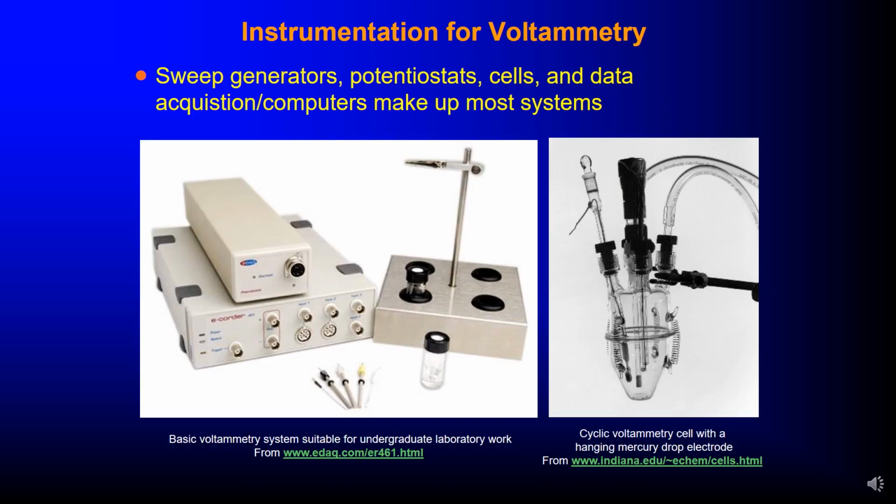So instrumentation for voltammetry: the sweep generators, potentiostats, cells, and data acquisition, or what we call computers, make up most systems. As you can see, a basic voltammetry system suitable for undergraduate laboratory work. Then you also have the cyclic voltammetry cell with the hanging mercury drop electrode.